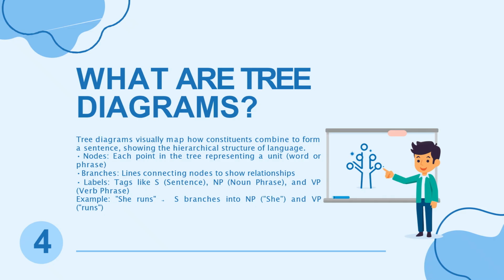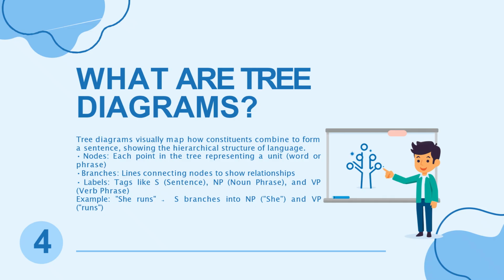phrase. For example, in this sentence, she runs. The sentence divides into noun phrase and verb phrase. Noun phrase is she and verb phrase is runs. Tree diagrams make sentence analysis easier and more visual.